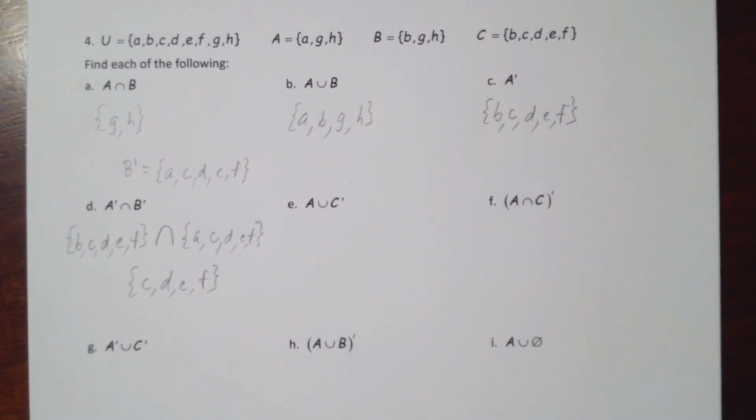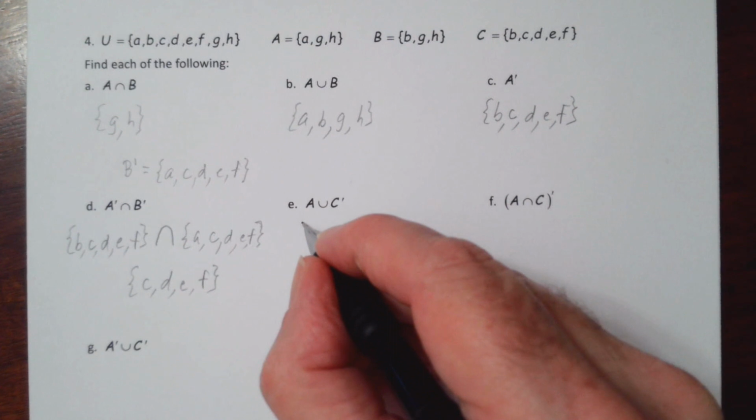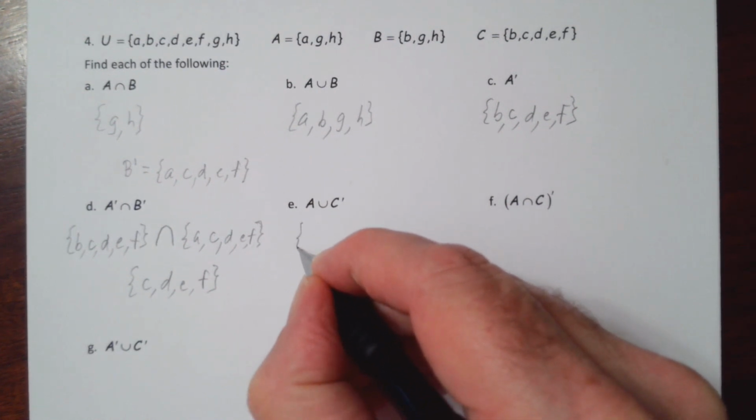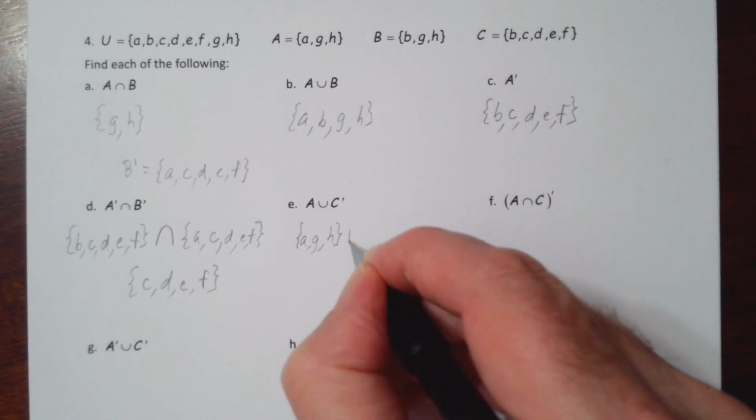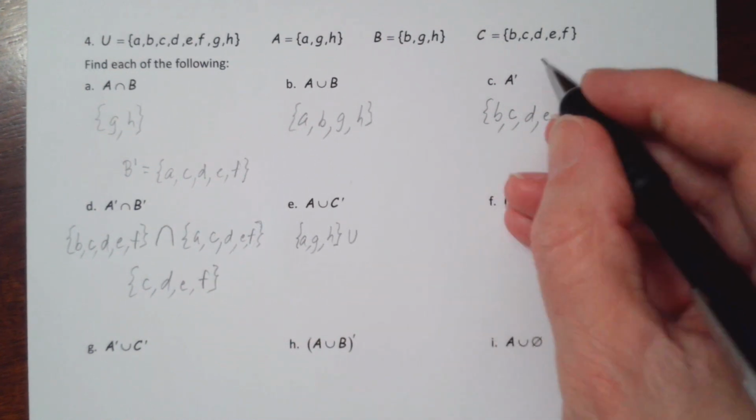Again, at any point, if you want to try these and then come back and watch the rest of the video, you can see how you're doing. Okay, so here we have A, which is A, G, and H. And we're going to union that with C complement, which we don't have.